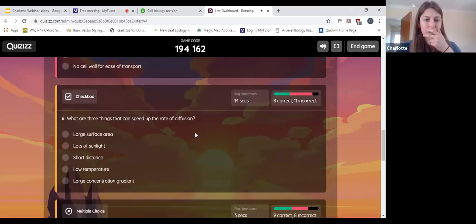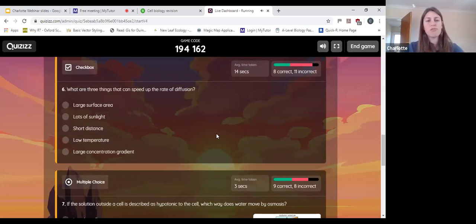Okay. Question 6, what are 3 things that can speed up the rate of diffusion? So tick 3 things from this list. Your choices are large surface area, lots of sunlight, short distance, low temperature, or large concentration gradient. Tick 3 of those.